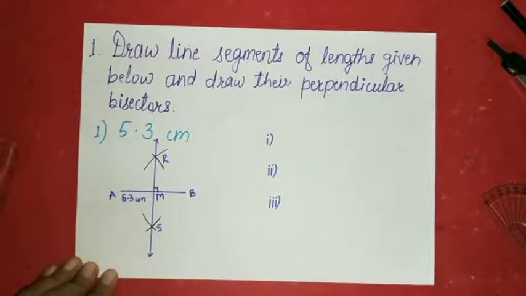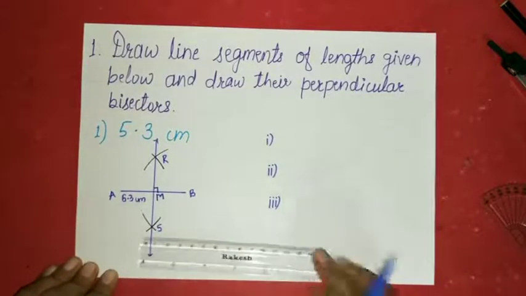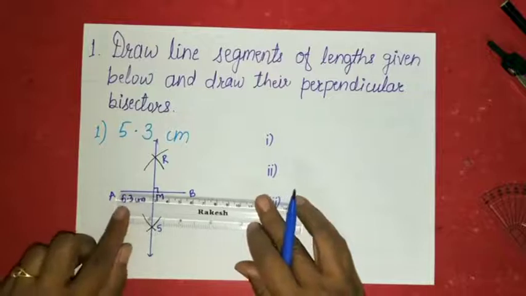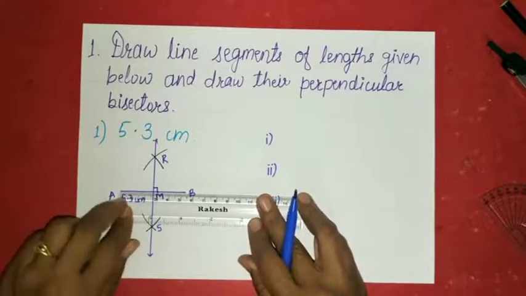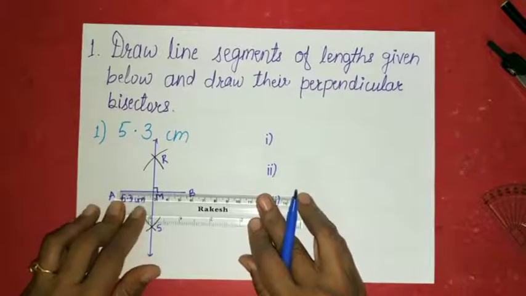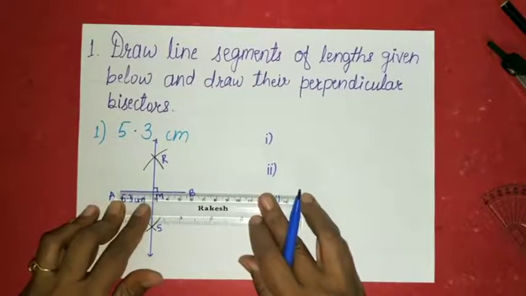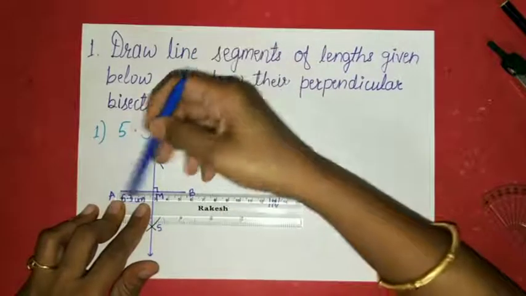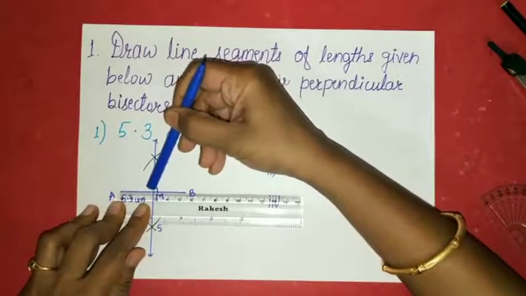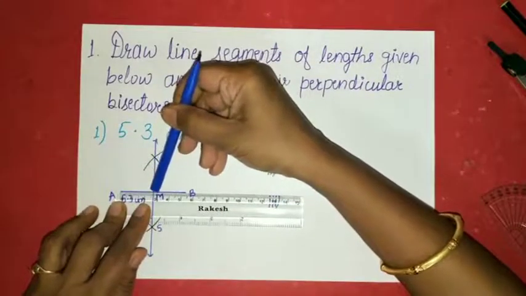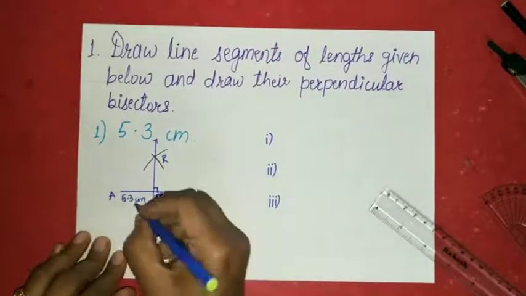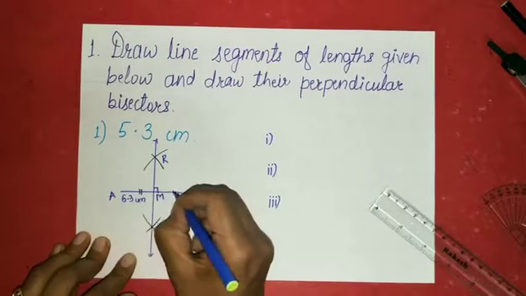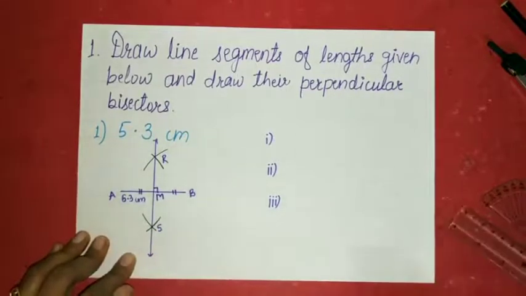Now we have to check whether M is the midpoint of segment AB. So here the segment is of 5.3. So each part should be half of 5.3, that is 2.65. So when you put the ruler on this segment AB, see, you will find it is between 2.6 and 2.7, that is 2.65. It means both the parts AM and MB are congruent. So we will put the symbol of congruency here like this.